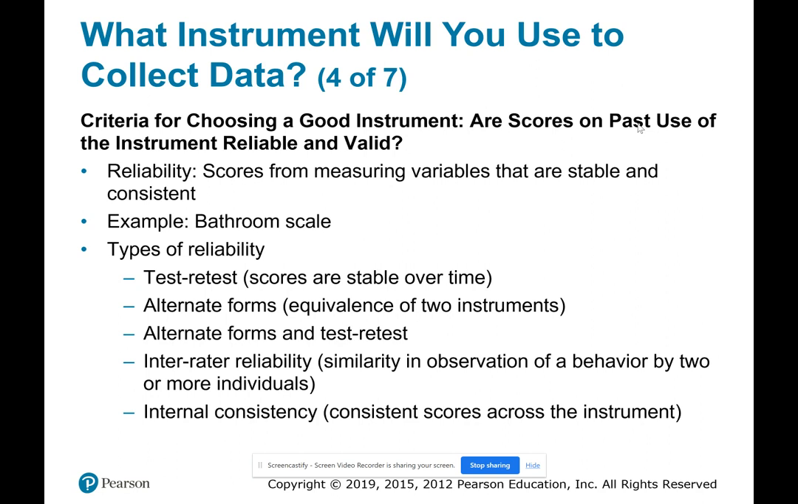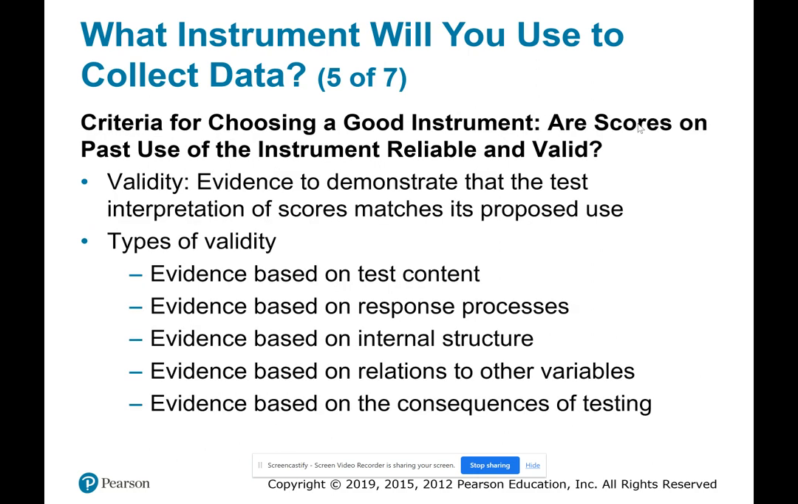You want to choose an instrument that reports individual scores that are reliable and valid. So let's talk about reliability. That means that the scores from the instrument are stable and consistent. Scores are nearly the same when administered multiple times at different times. So here are different types of reliability. Next is validity. It is the development of sound evidence to demonstrate that the test interpretation matches its proposed use. So that means it just tests what it's intending to test. And so here I want you to look at the different forms of validity.